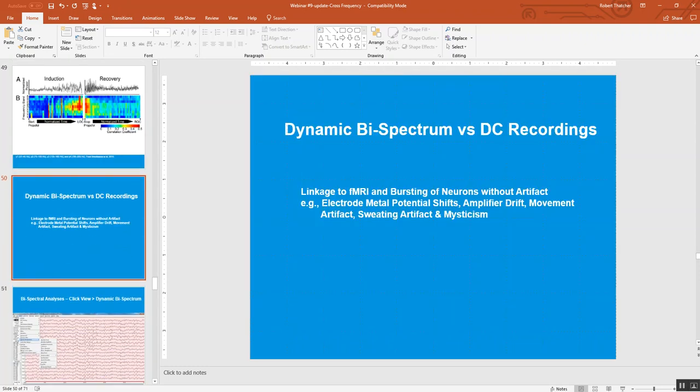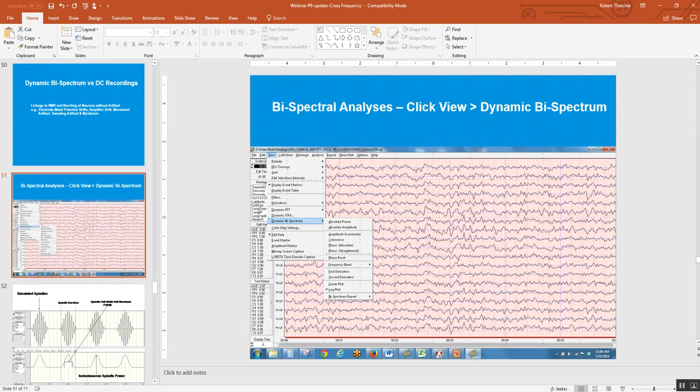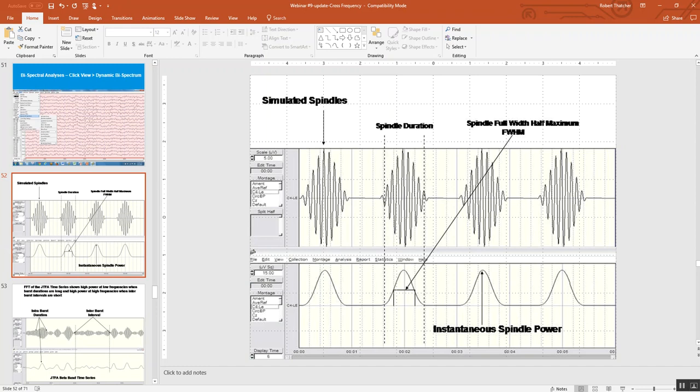Now there's the bispectrum versus DC recording. The bispectrum is a way to do two power spectra. You do a power spectrum, and then you do a power spectrum of that to get the bispectrum. And this is how you do it in NeuroGuide. You click View, Dynamic Bi-Spectrum. The bispectrum is actually looking at the spindle activity, and we're looking at neurons that will tend to burst and then get quiet, burst and get quiet. And so what we're looking at is the bursting pattern. Now it turns out this is a fairly low frequency.